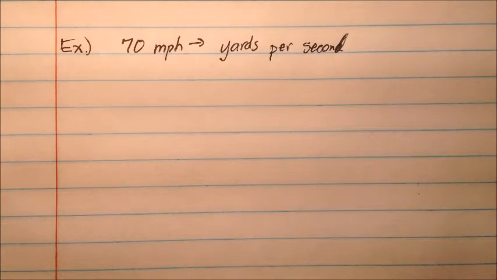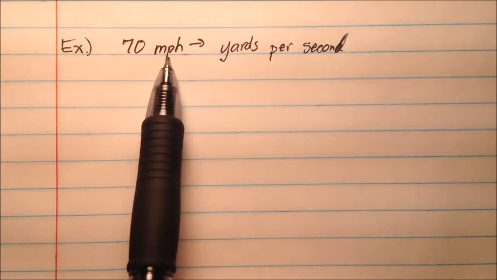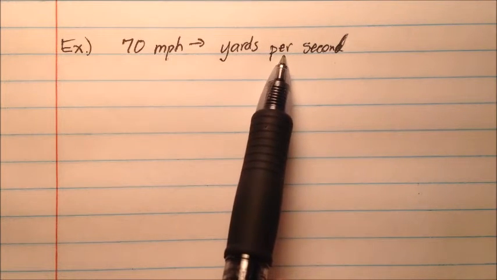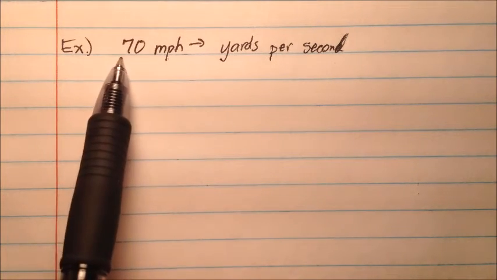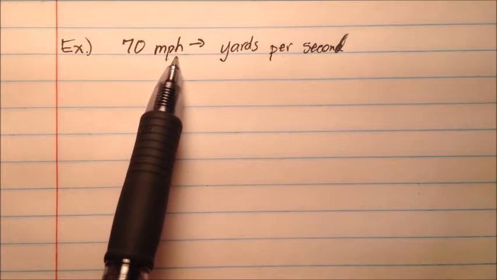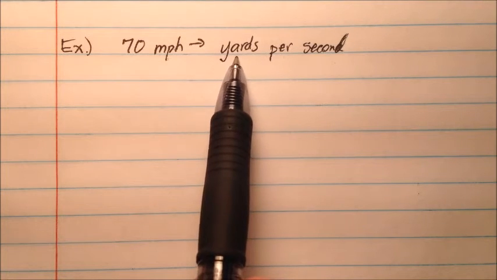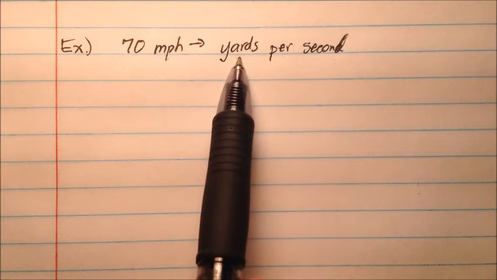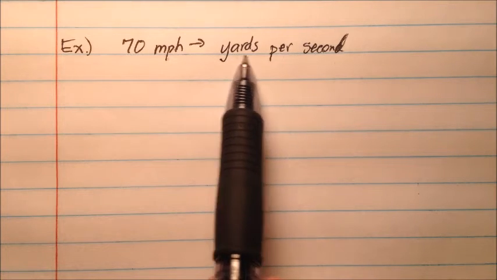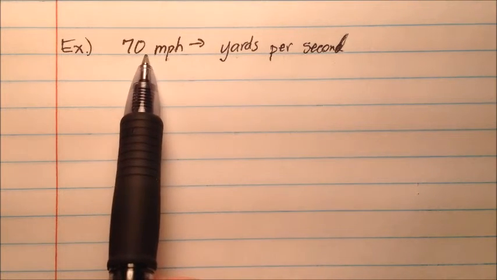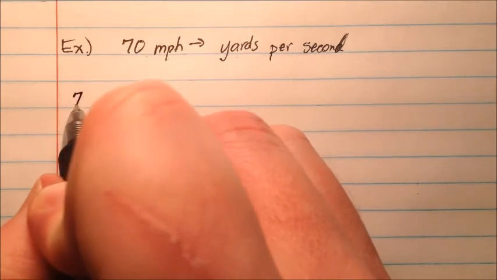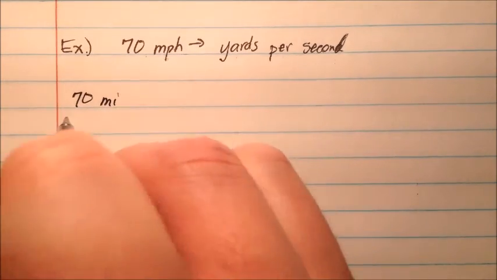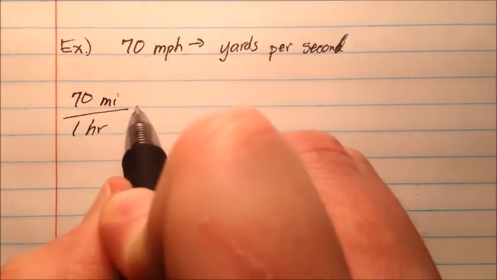In this last example, let's take 70 miles per hour and go to yards per second. So they say that a cheetah can run at top speed at about 70 miles per hour. So I'm curious as to how many yards that is per second, and then we could relate that to the length of a football field, right? Because a football field is measured in yards. So let's take our 70 miles per hour. So 70 miles over 1 hour.